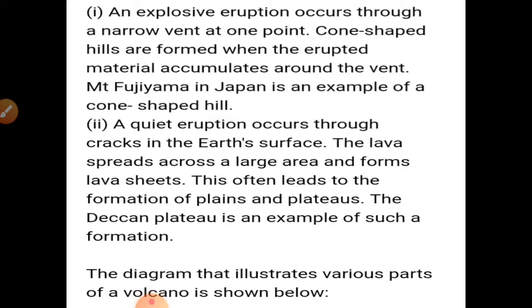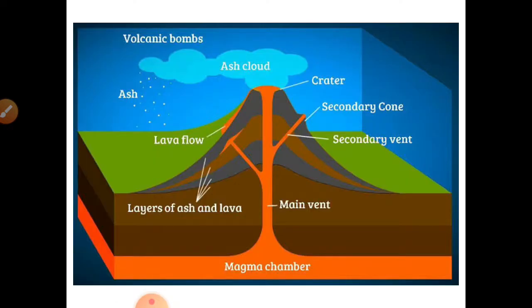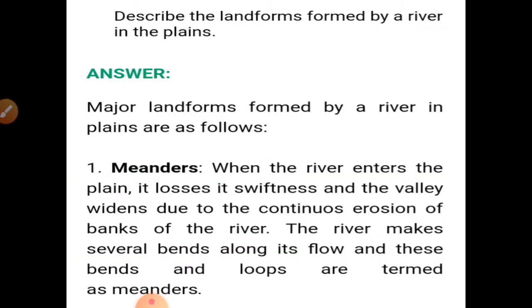The second one is a quiet eruption, which occurs through cracks of the earth's surface. The lava spreads across a large area and forms lava sheets. This often leads to the formation of plains and plateaus. The Deccan Plateau is an example of such a formation, and here you can see the diagram of a volcano. This diagram is also given in your book, so you can take help from your book.